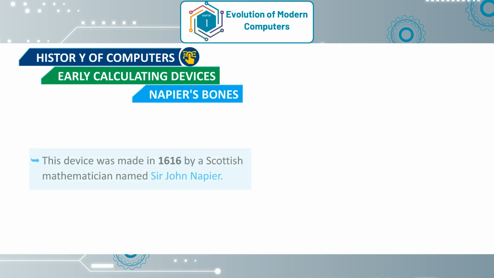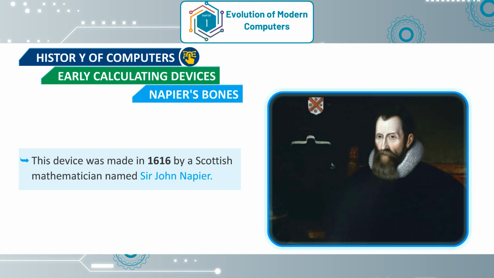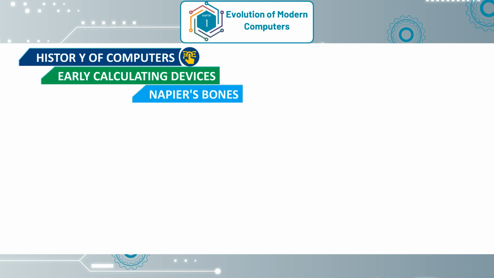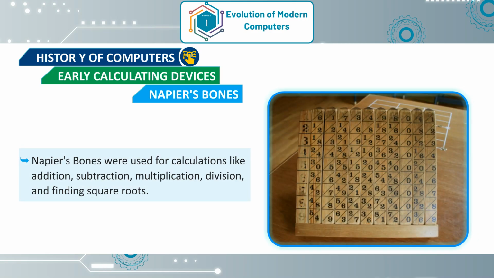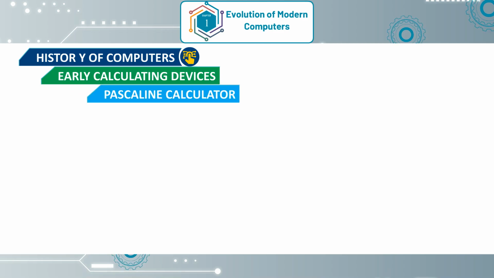Napier's bones. This device was made in 1616 by a Scottish mathematician named Sir John Napier. It had numbers carved on bones or wooden strips. Napier's bones were used for calculations like addition, subtraction, multiplication, division, and finding square roots.